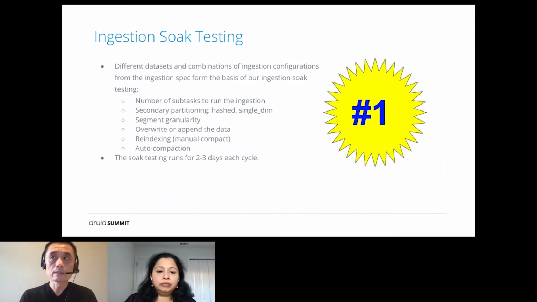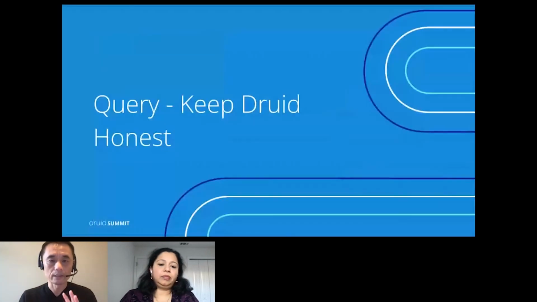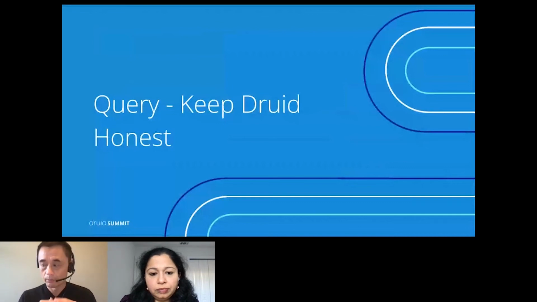So having said how we test ingestion, now let's talk about query. With query, we really, really would like to keep Druid honest. So what keeps us up at night with queries? Basically, performance and resource consumption. Do Druid queries run fast enough? Do Druid queries consume a lot of resources, like CPU, memory, and communication bandwidth, and stuff like that?